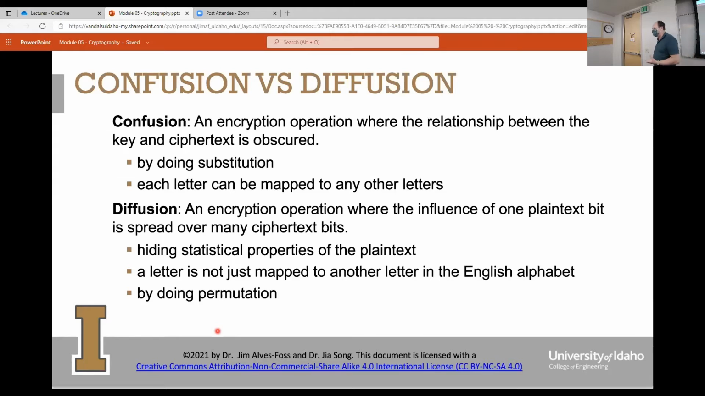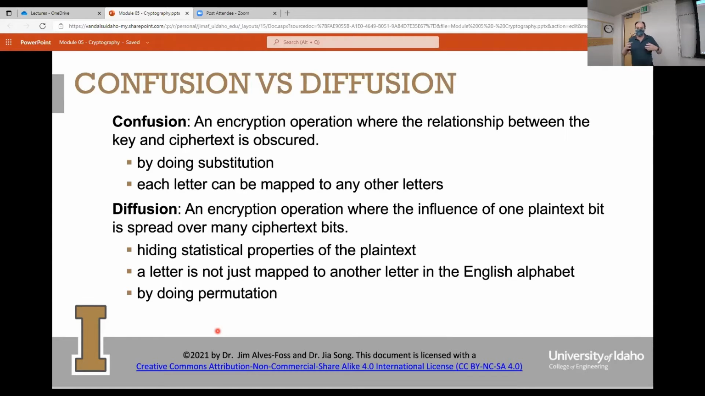Well, there's 2 different things that we want: confusion and diffusion. Confusion is an encryption operation where the relationship between the key and the ciphertext is obscured. So a shift doesn't do confusion really as much. Okay. So if we can have each letter mapped to any other letters, we lose some of that.